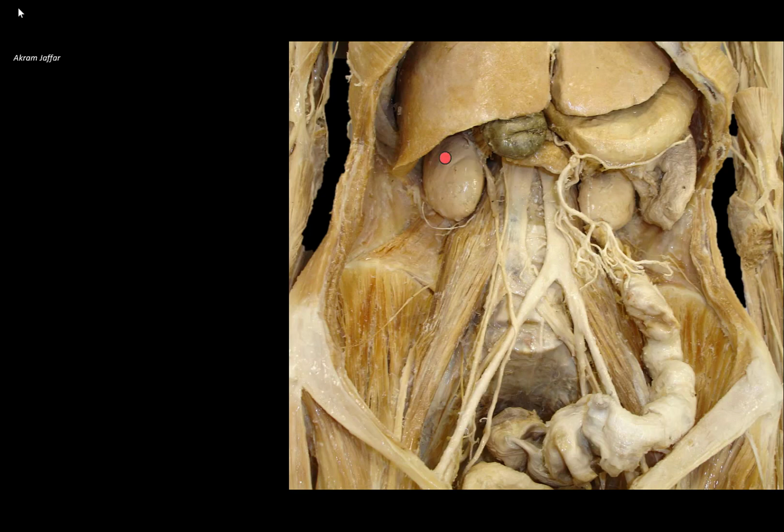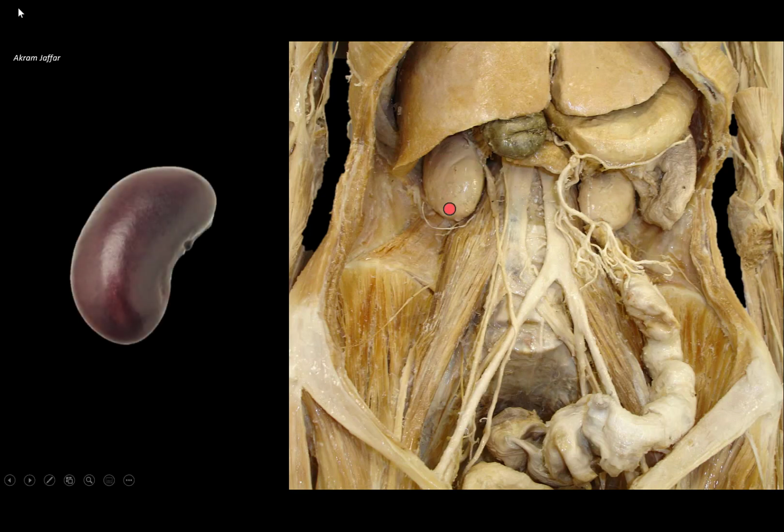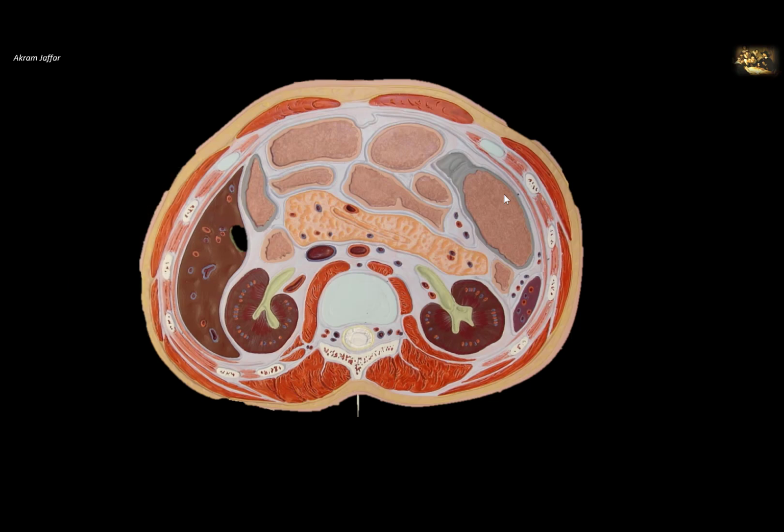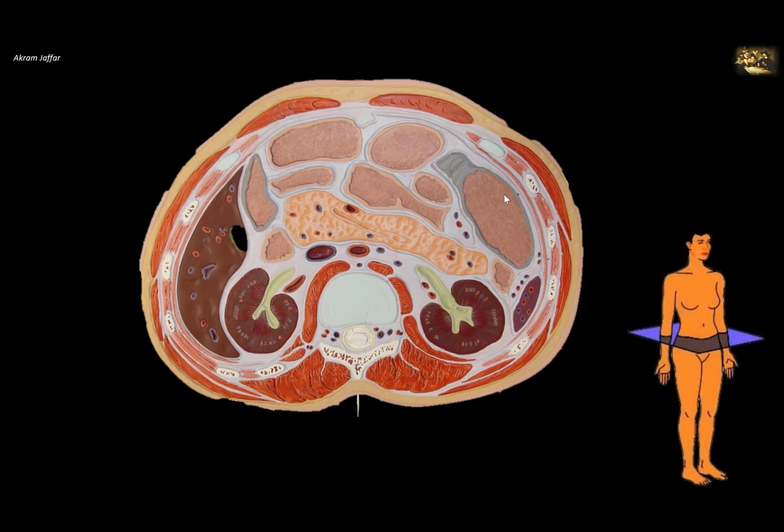Each kidney is a bean-shaped organ, found just above the waist, and located in a retroperitoneal location behind the peritoneum. Look at this horizontal section of the abdomen. You can see that some abdominal structures, like the liver here, are almost completely covered by peritoneum, and these are called intraperitoneal structures, while other structures, like the kidney, are covered by peritoneum only from the front, and so they are called retroperitoneal structures.